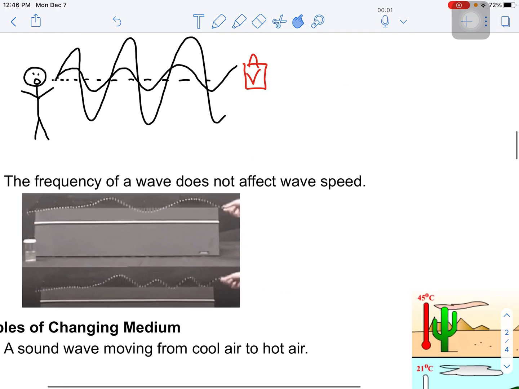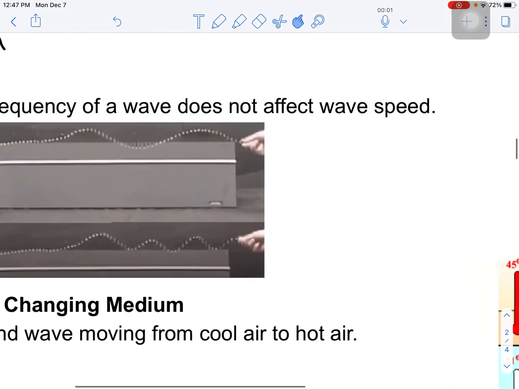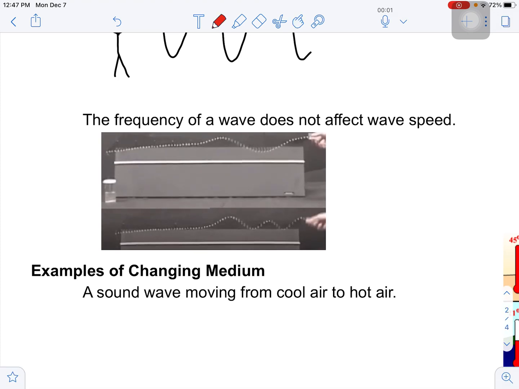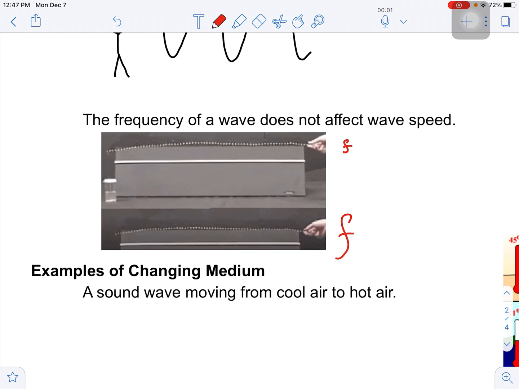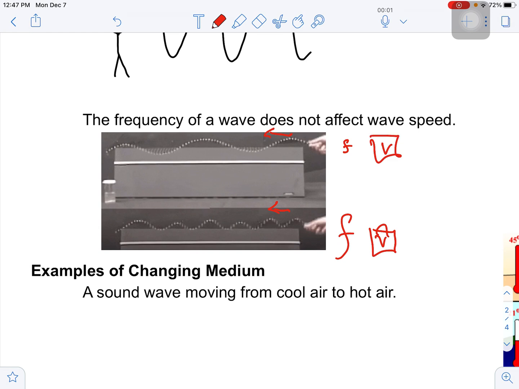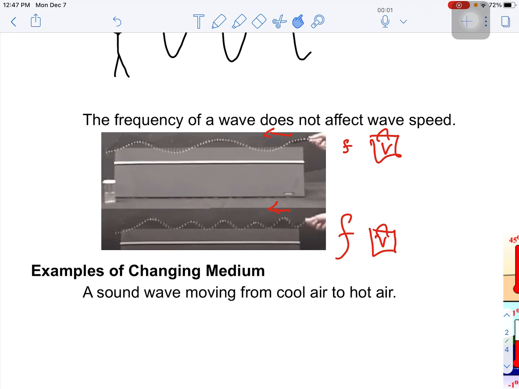So let's look at frequency here. Here we go. In this little GIF, we have a low frequency wave up at the top, and a high frequency wave being generated in this demo on the bottom. If you track these wave crests and look at how fast they're moving, you'll notice they've got the same speed. They have the same velocity. Increasing the frequency is not going to affect the wave speed. That's what changing the medium does.